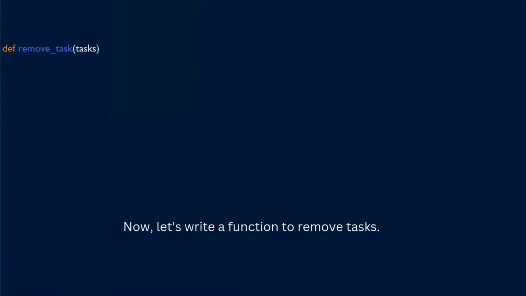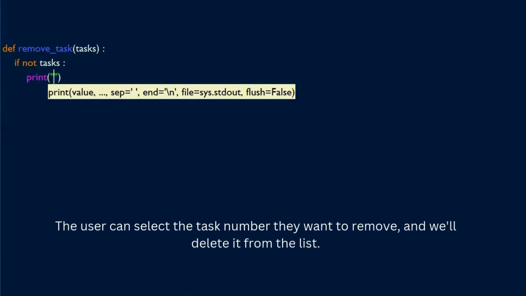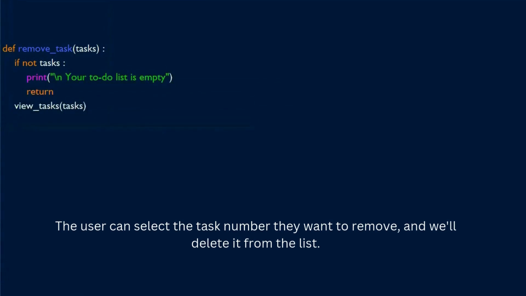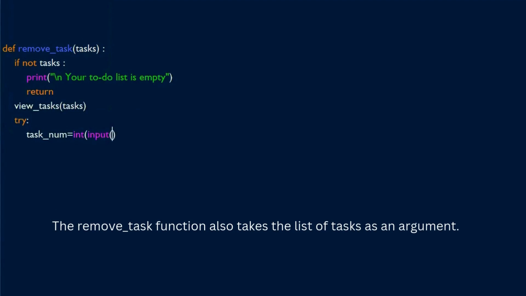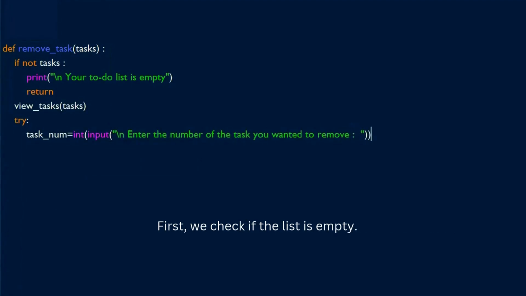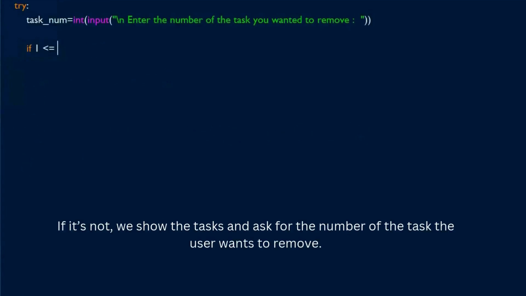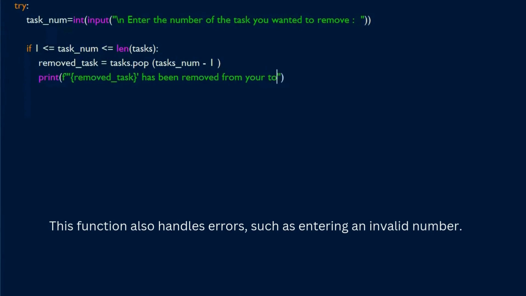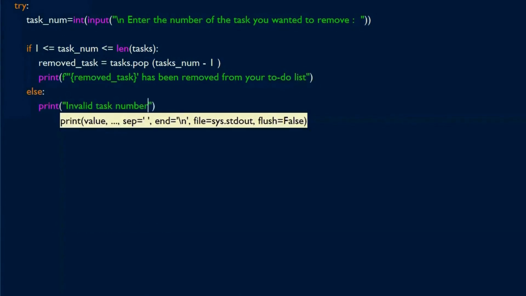Now, let's write a function to remove tasks. The user can select the task number they want to remove, and we will delete it from the list. The remove task function also takes the list of tasks as an argument. First, we check if the list is empty. If not, we show the tasks and ask for the number of the task the user wants to remove. We then delete the task using the pop method. This function also handles errors, such as entering an invalid number.